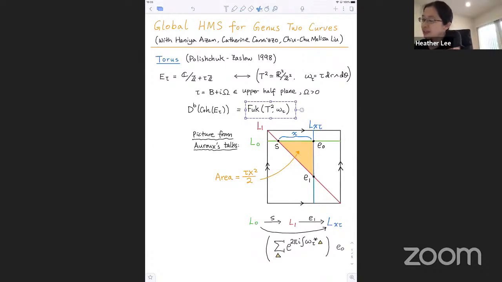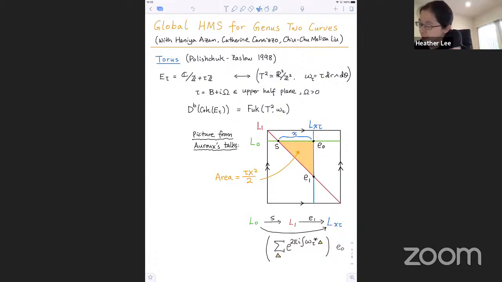The point of this category is to study Lagrangian submanifolds and their intersections. Here I'm drawing a torus as this black square with the opposite sides identified. So this is a torus. This is a 1x1 square. It's actually scaled, so the total area is tau.